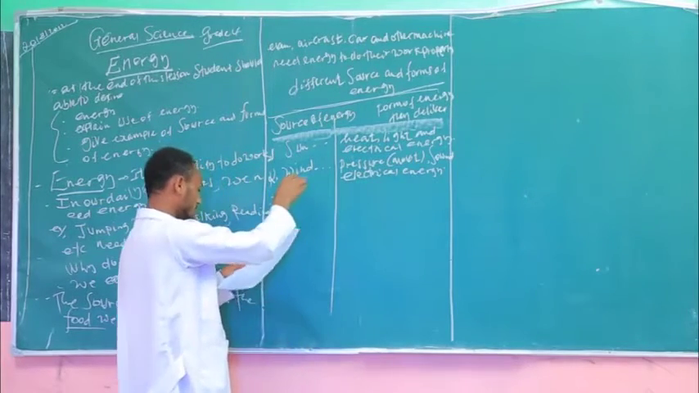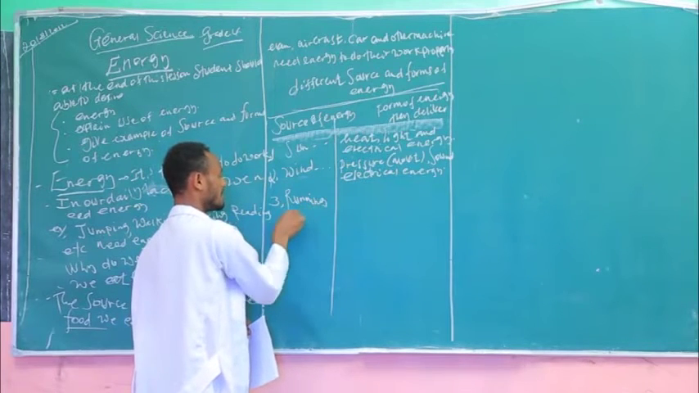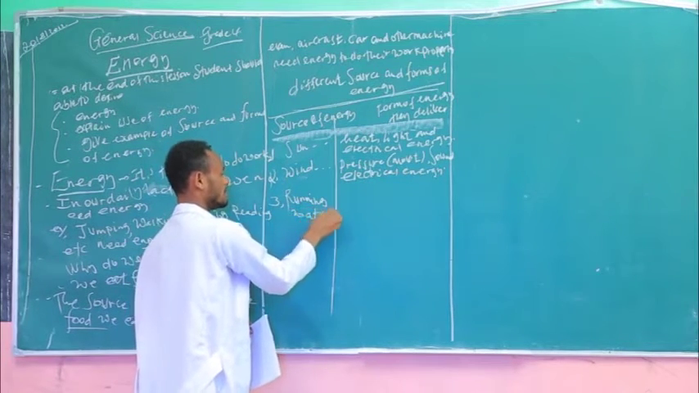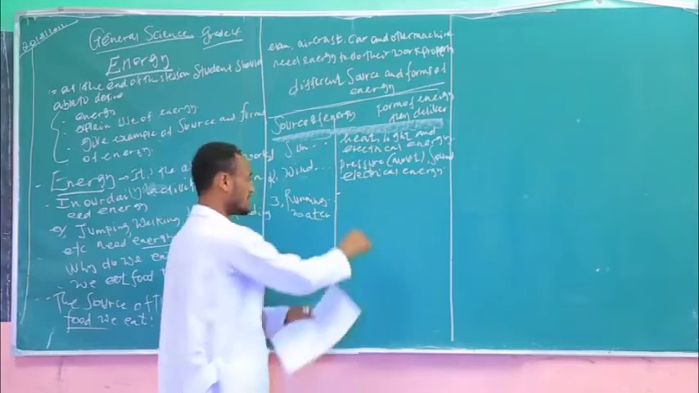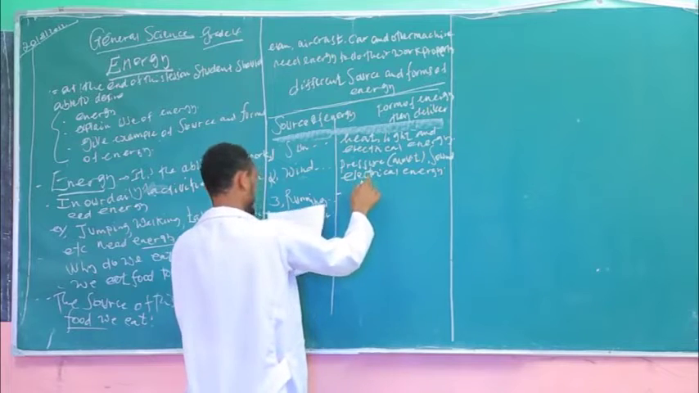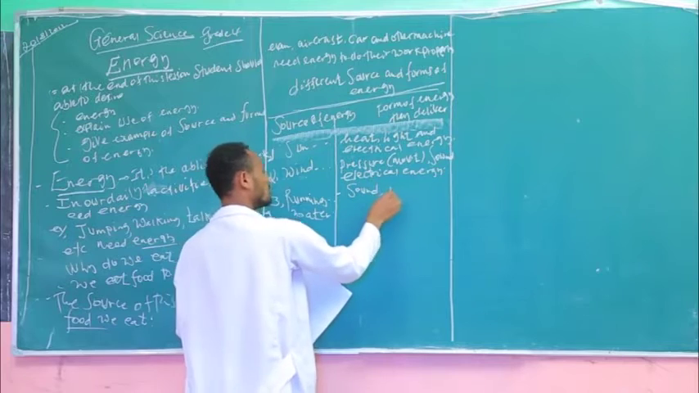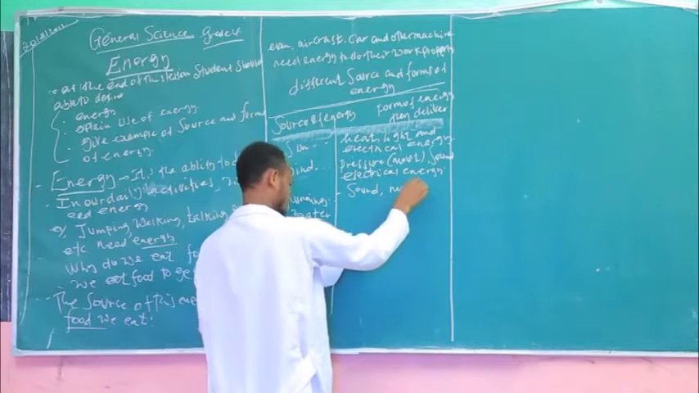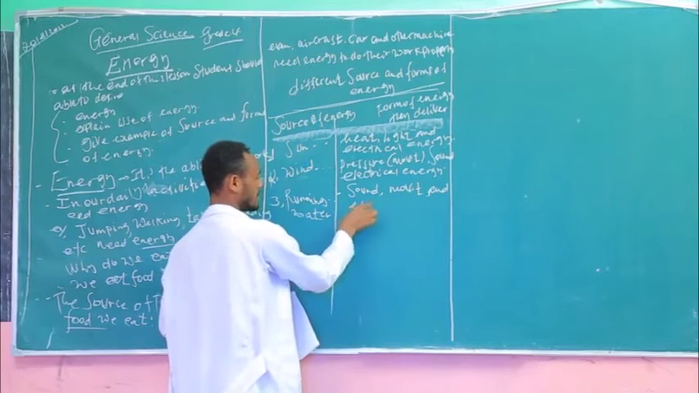The third one is running water. Look, running water delivers energy in the form of, the first one is in the form of what? In the form of sound. In the form of sound, movements, and in the form of electrical energy.